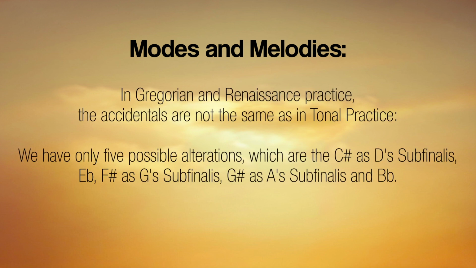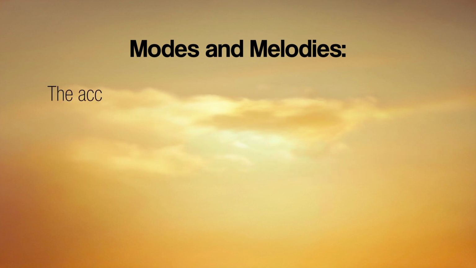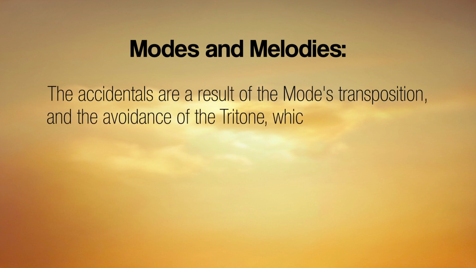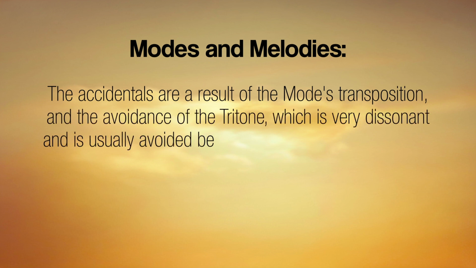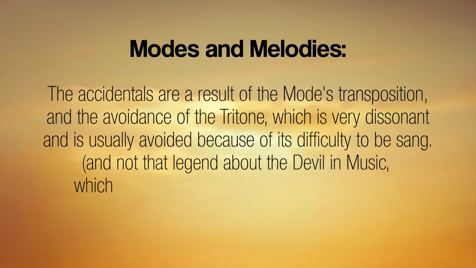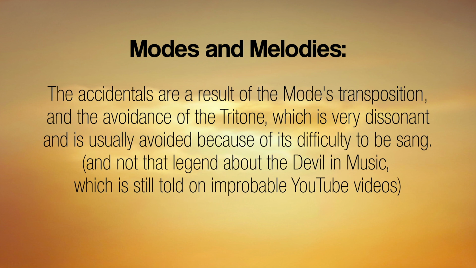In Gregorian and Renaissance practice, the accidentals are not the same as in tonal practice. We have only 5 possible alterations, which are C sharp as D sub finalis, E flat, F sharp as G sub finalis, G sharp as A sub finalis, and B flat. The accidentals are a result of the mode's transposition and avoidance of the tritone, which is very dissonant and is usually avoided because of its difficulty to be sung, and not that legend about the devil in music which is still told on improbable YouTube videos.